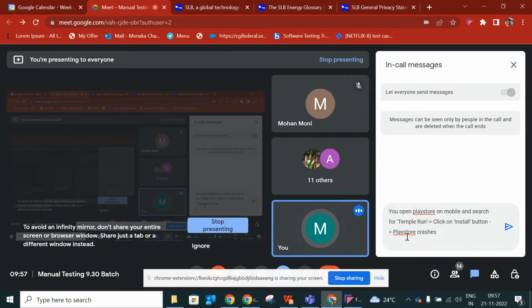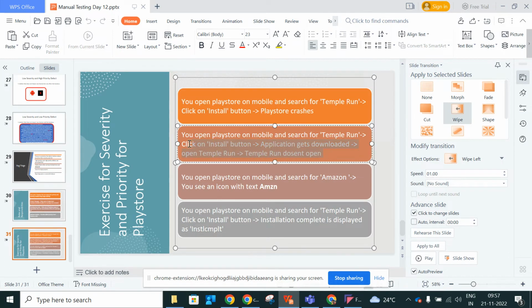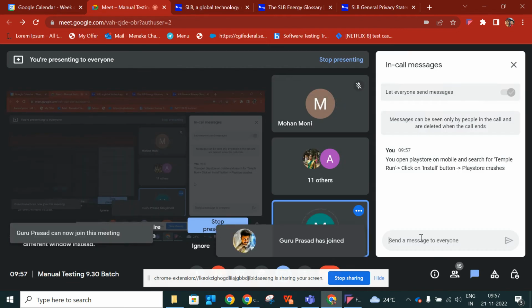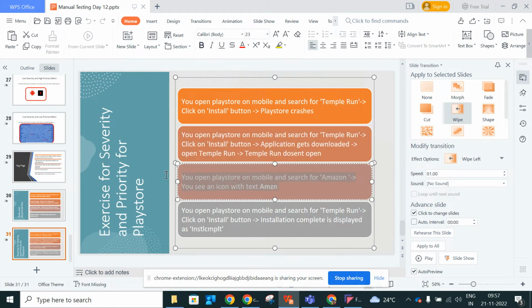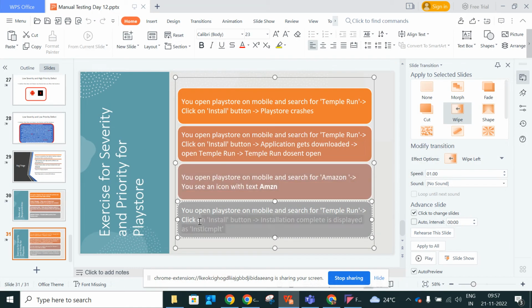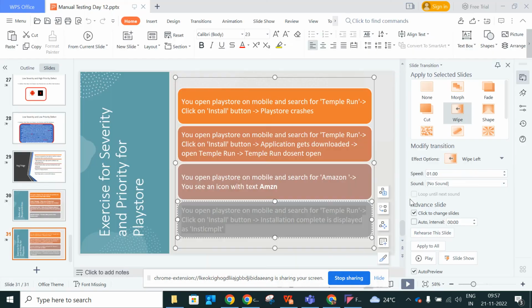So start writing. Have in mind that I'm testing Play Store and not the applications. Based on that, you define the severity and priority of each. I have shared it here for your reference. I'll give you just 10 minutes.